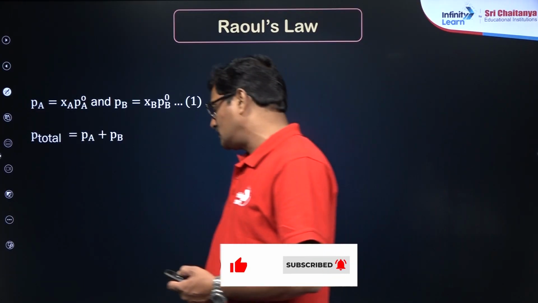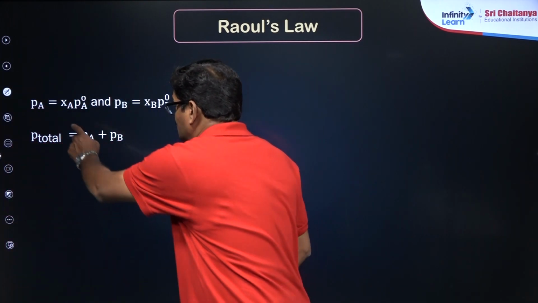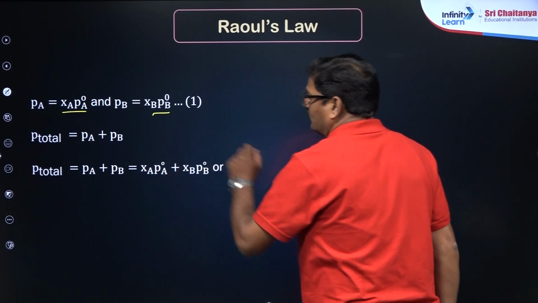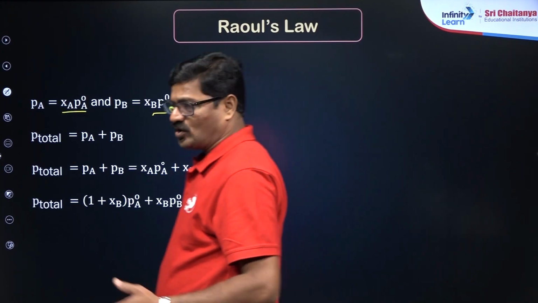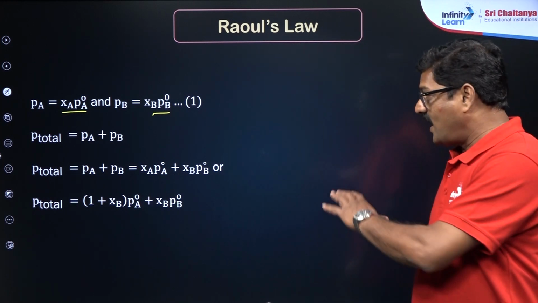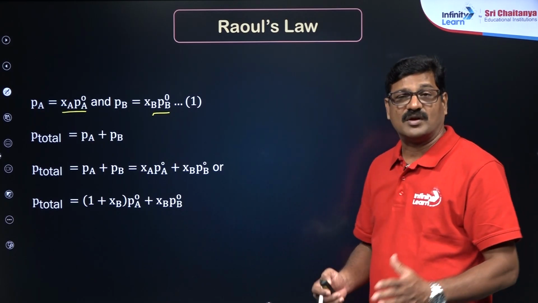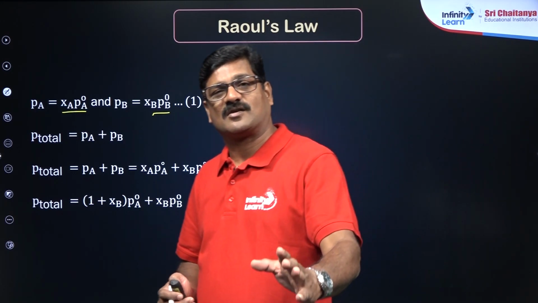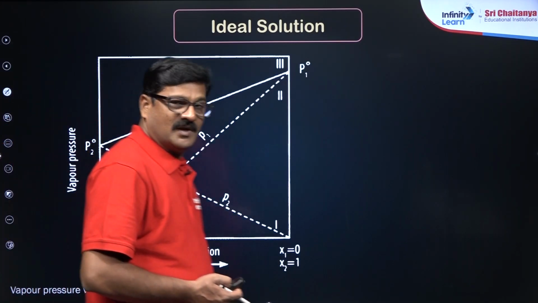According to Dalton's law, P total is equal to Pa plus Pb. When you sum these two, you get P total equal to P naught A times mole fraction of A plus P naught B times mole fraction of B. And this particular partial pressure relation is what you call Raoult's law, and this Raoult's law is obeyed by ideal solutions, and an ideal solution should obey this graph.